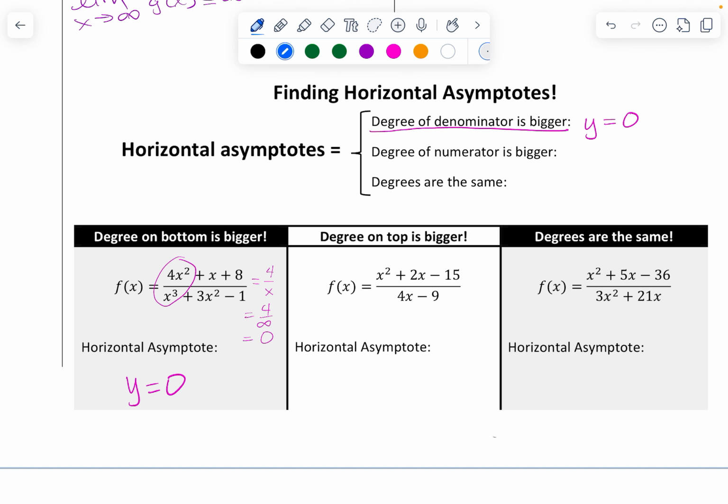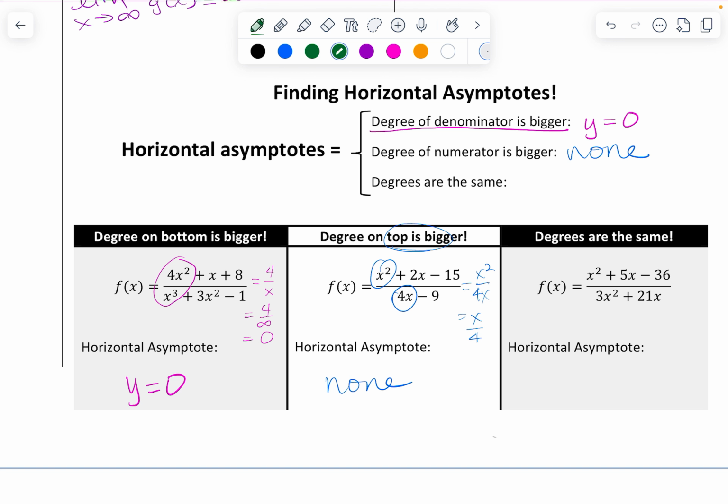If we're looking at the degree on top being bigger, if I look here and I look here, I can simplify that to like saying x squared over 4x. That's like dividing x by 4. So an infinitely big number divided by 4 is still pretty big, which means there's no horizontal asymptote because it's going to be going on forever. So there is none here.